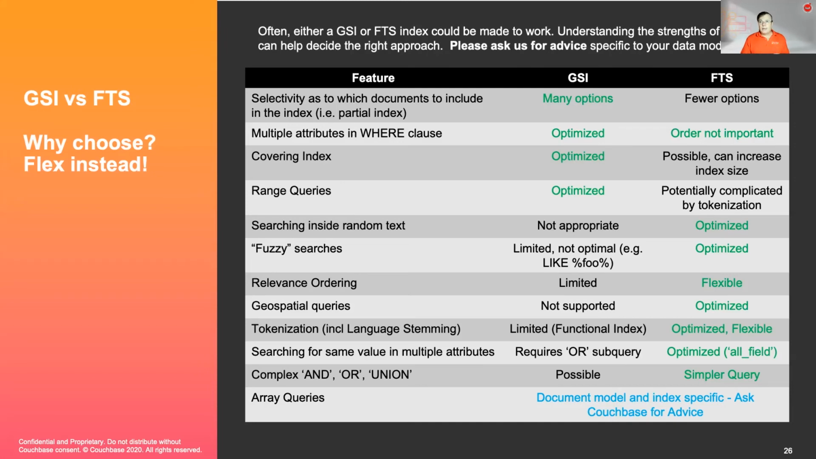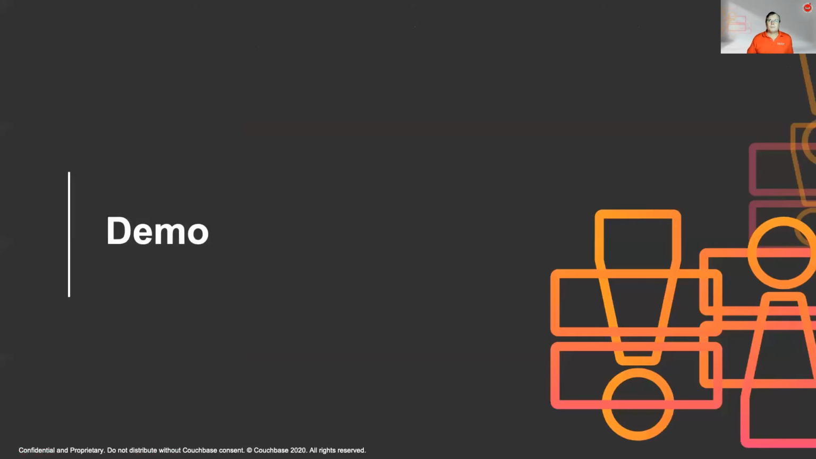When it comes to arrays, it gets even more complicated. We've had a customer that has moved back and forth between GSI and FTS on the same document model as the nature of their queries and as the size of their data has changed. One has made more sense or performed better than the other. The lesson here is please ask for our input. We are more than happy to help, since getting this right can have a big impact on the success of your project and we want you to be successful.